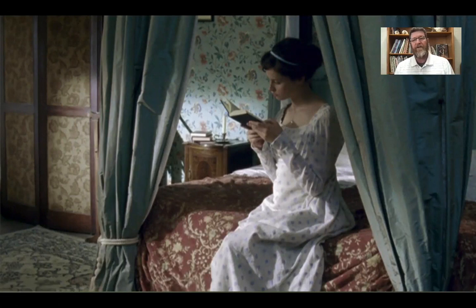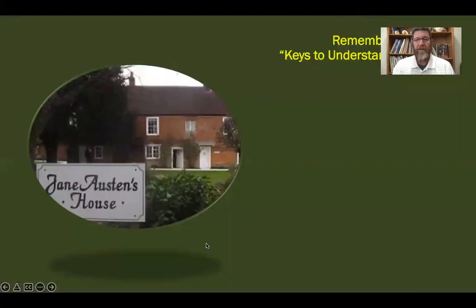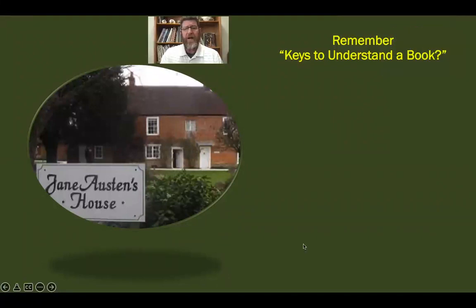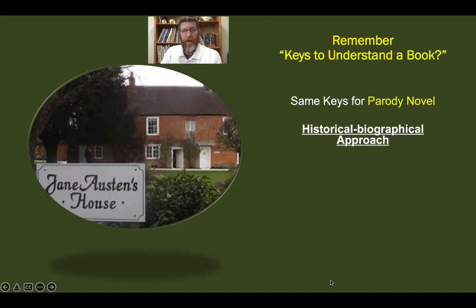That, my friends, is a picture of the protagonist of the story, Catherine Morland, and she's reading a book, as you can see. That's important, but I'm not going to tell you why yet. We are sticking to our story. What is our story of understanding books? The same keys that I've been teaching you in every other book. Historical, biographical approach. It's just that with this Jane Austen novel, we are going to do it up. We're really going to do it up.